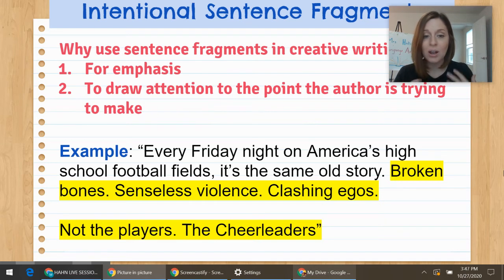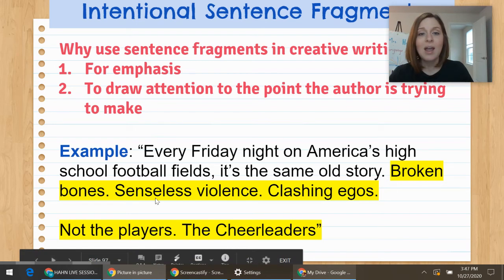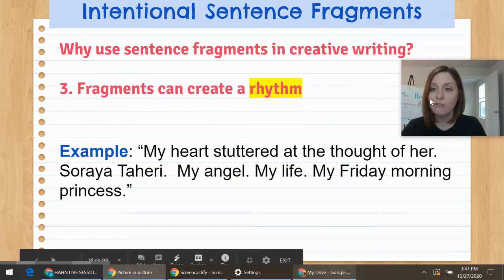It grabs our attention by showing us not the players. We're actually going to talk about the cheerleaders in this essay. So the fragments here draw emphasis to the setting, broken bones, senseless violence. And then at the end, it draws attention to the point the author's making. He's going to be writing about the cheerleaders. Okay, there's one more way that fragments are used.